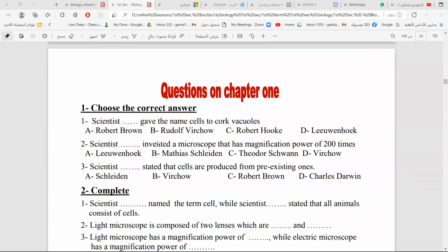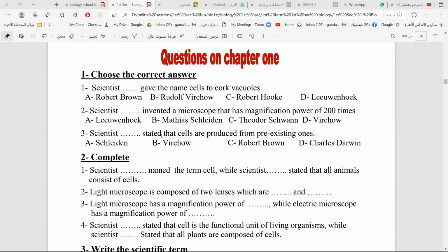We have some questions about what we have studied now. Are you ready to solve with me? Okay, let's start. Ruqayya, read the first one. Scientists gave the name cells to cork. Yes, the first one. Robert Hooke, the first one exactly. Okay. Second one.